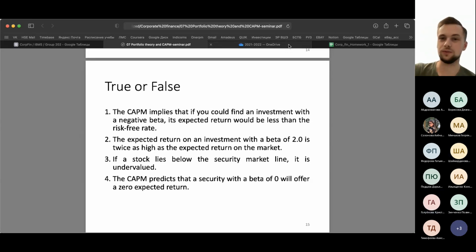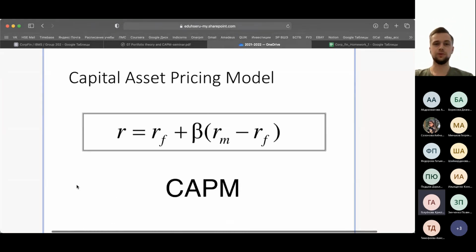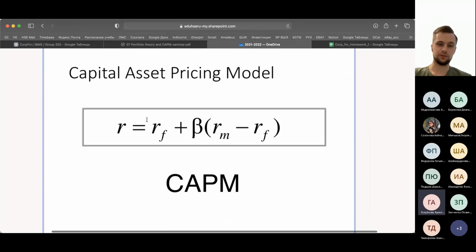Well, let's move on. We have one more task for today, and then we're going to finish. If we look at the capital asset pricing model, the expected return is equal to the risk-free rate plus beta multiplied by the premium for investing in the market portfolio. It is the premium for investing in a portfolio that has only market risk, so a diversified portfolio. Is it clear for now?